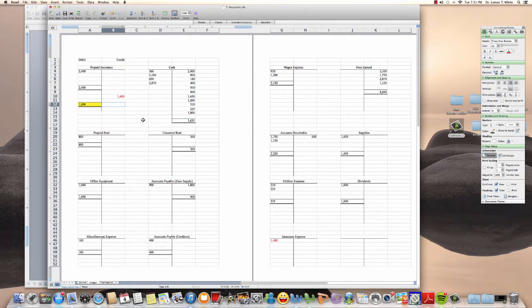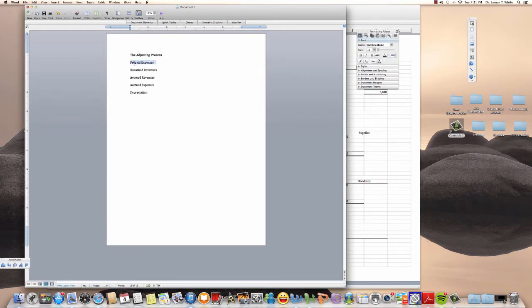Okay? So I have done the adjusting entry to my prepaid expense account. And this is what this chapter and this lecture is all about. And we're going to do this for a few more accounts. Okay? So that's prepaid expenses. Next are unearned revenues.